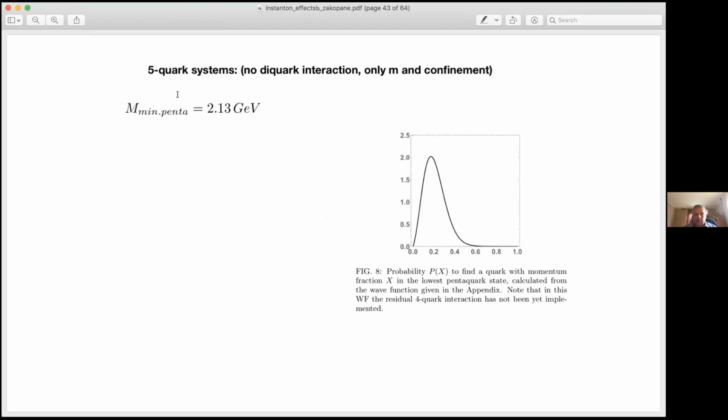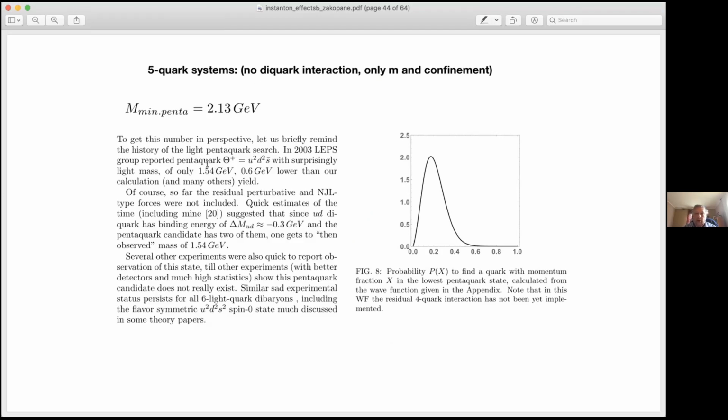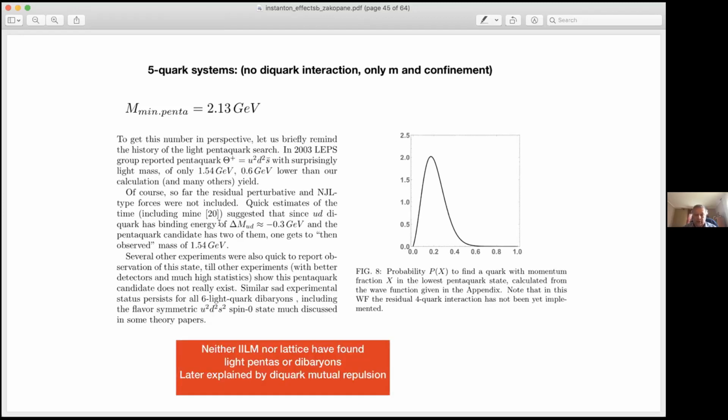In the same Hamiltonian, I calculate pentaquarks, five-quark systems. Of course, I can do the basic Hamiltonian, and the smallest mass which I get is this. This incidentally is significantly higher than the famous discovered and then undiscovered pentaquark. And there are many studies on the lattice and also in our instanton liquid model showing that the reason why such a light pentaquark cannot exist is that there are two diquarks which actually repel each other very strongly.